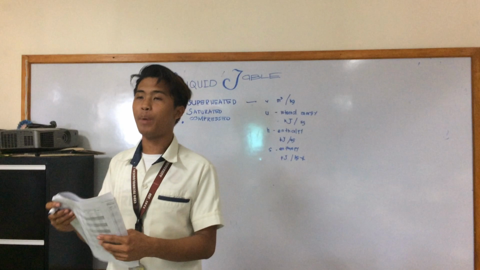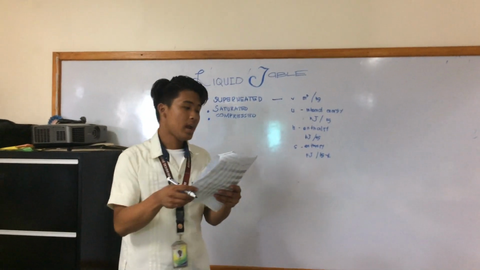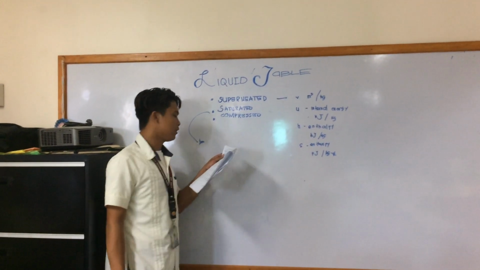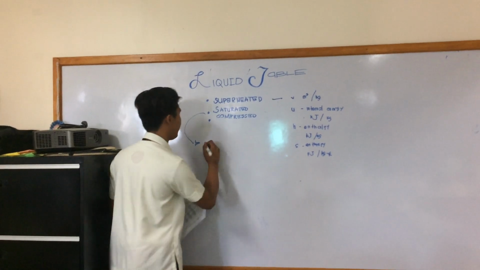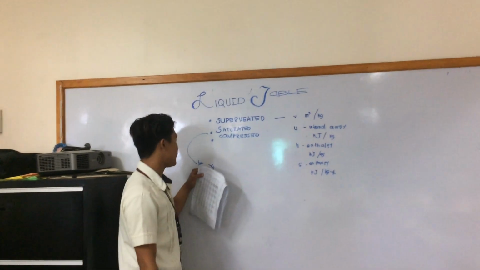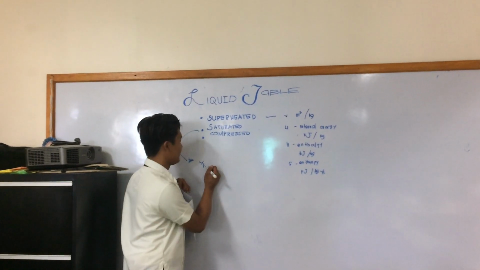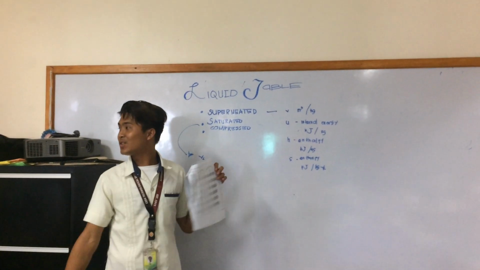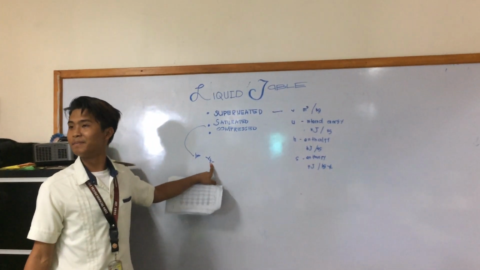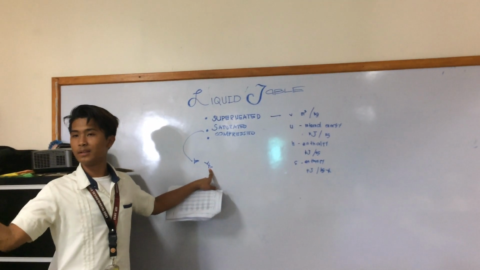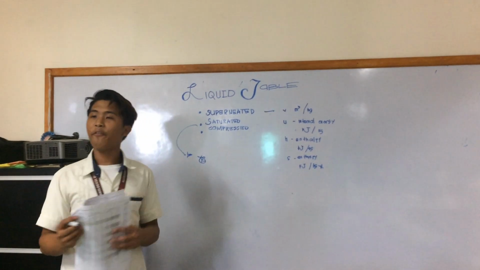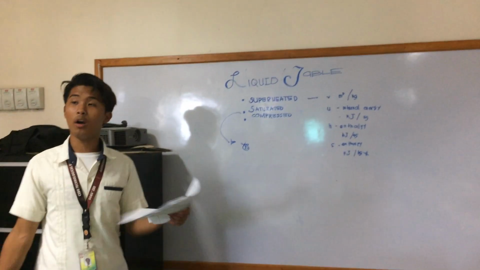Next, in the back portion of the first page, let's go to the saturated. You can see a small v and a small letter f. It is the specific volume of the saturated liquid. F stands for the specific volume of a liquid.